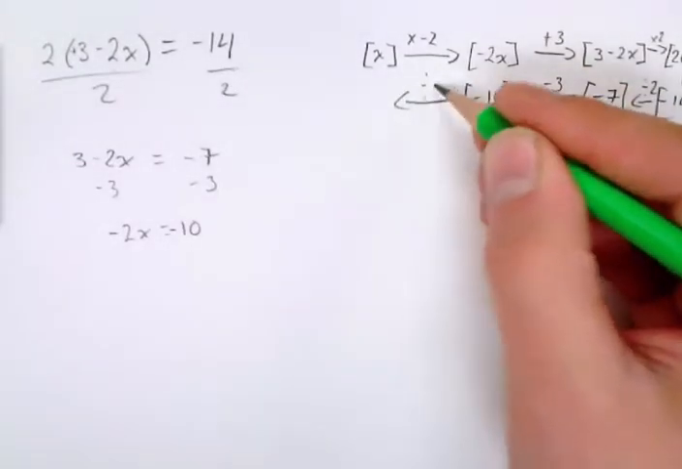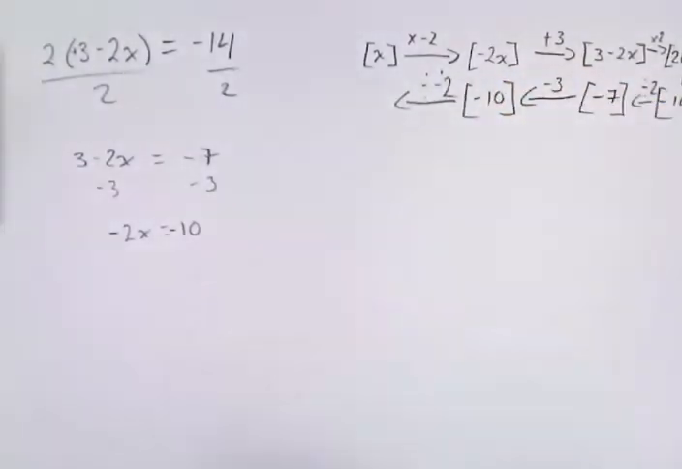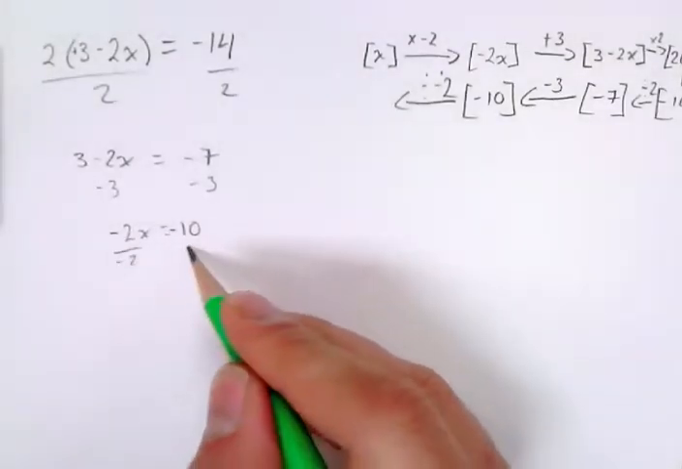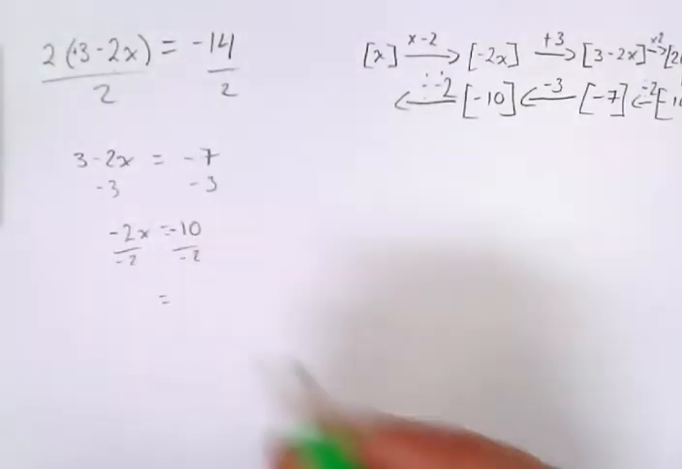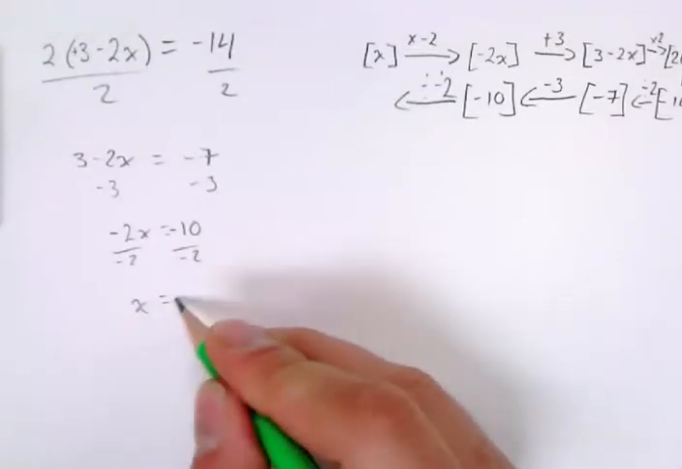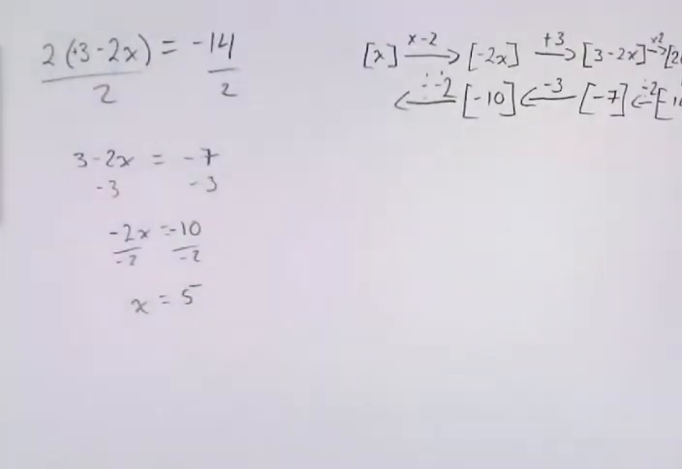Now, the next thing I have, I must divide by negative 2. So I divide this by negative 2, divide by negative 2, and I'm going to end up getting x is equal to 5, because a negative divided by negative is a positive. Okay? So there is my first example.